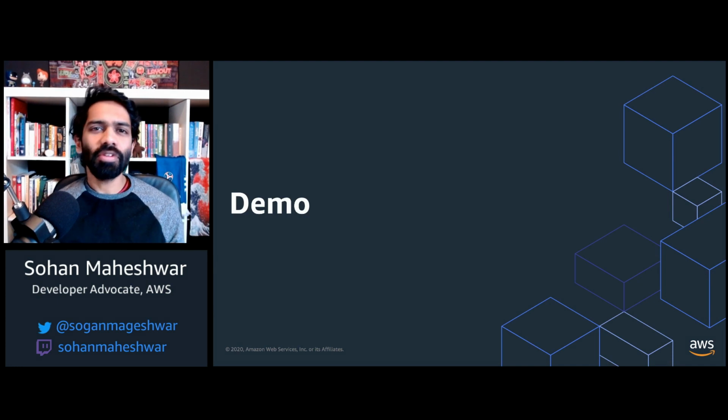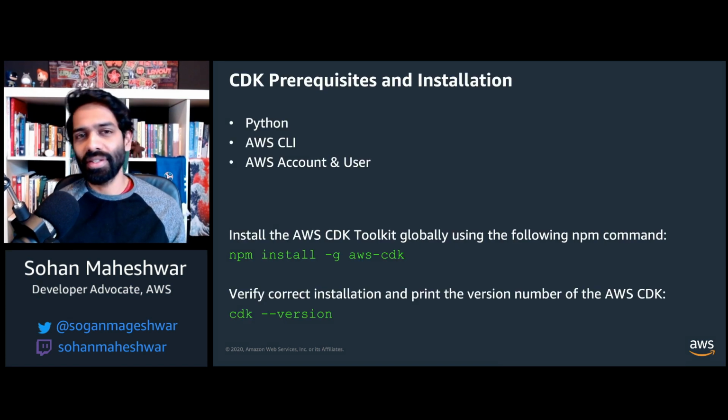Here's a demo. There are a couple of prerequisites before you try this out, and I implore you to try this out after you go home today. One is, of course, you need Python. Well, I'm sure all of you already have that. You need to install the AWS CLI, the command line interface, and for that you, of course, need an AWS account and a user ID. Few of you might not need it. There might be few students.